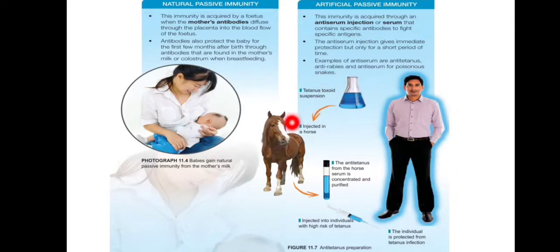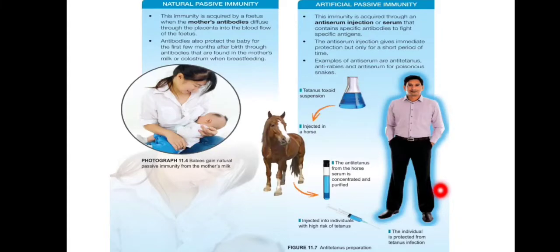Okay, for example here, anti-tetanus preparation. Okay, ini adalah anti-tetanus preparation. The tetanus toxoid suspension injected in a horse, and then the anti-tetanus from the horse serum is concentrated and purified, and then injected into individual with a high risk of tetanus. So now, after injected, the individual is protected from tetanus infection.